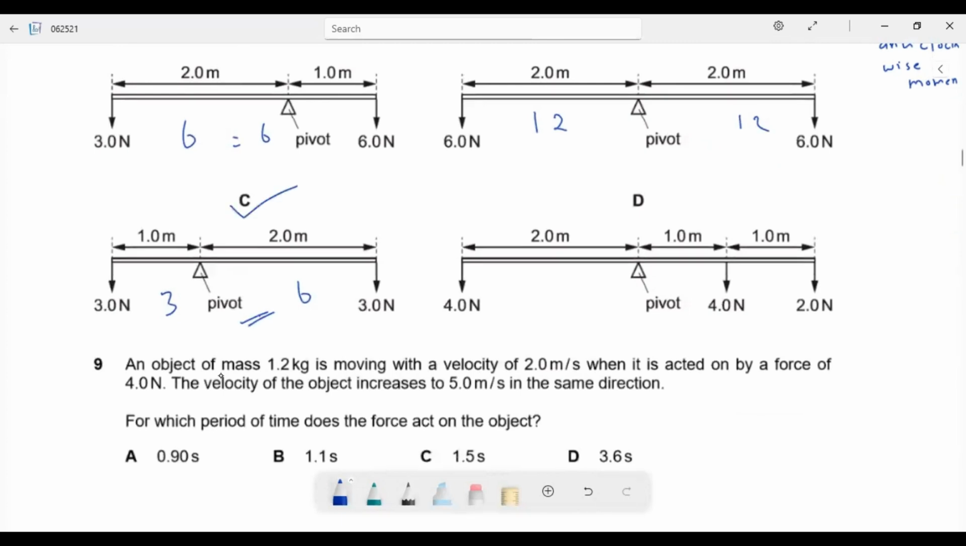Just to check this also. 4 into 2, that is 8. Here two forces are there. That is 1 into 4, 4 plus 1 into, sorry, it is not 1. Its total is 2 centimeters. So 2 into 2, that is 4. So it is 8. So it is in equilibrium. So the right answer is C, that is not in equilibrium.